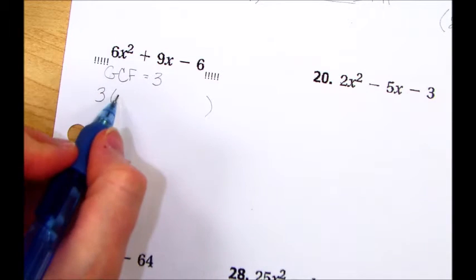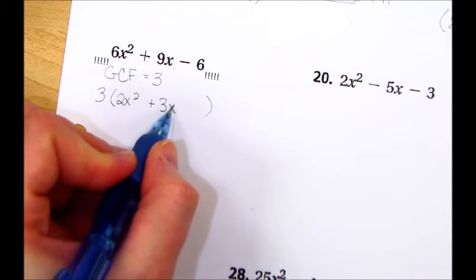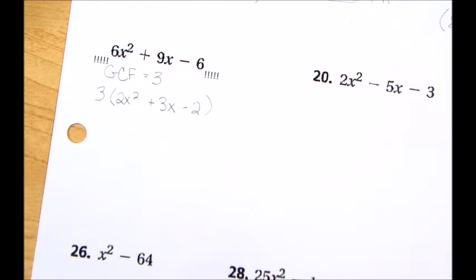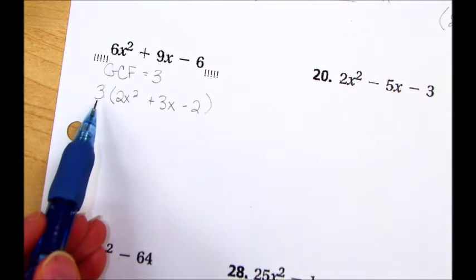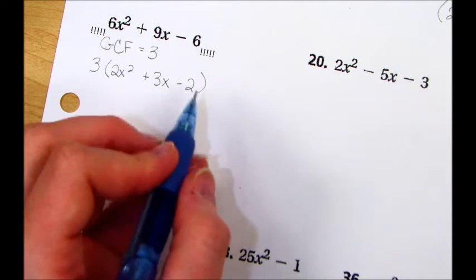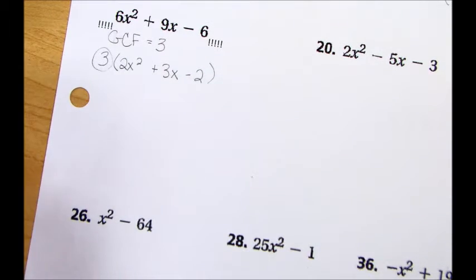Divide it out. So divide and you'll get 2x squared. Divide, you'll get 3x. Divide and you get 2. Each of these things gets divided by 3. Because I have a 3 here, I will have a 3 in my final answer. Okay, so do not forget this 3 in your final answer.